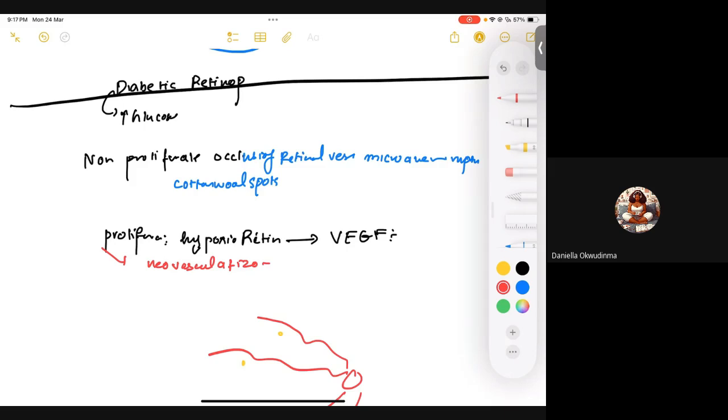Is that right? So what would be one of the treatment options for the proliferative phase of diabetic retinopathy? Anti-VEGF. Perfect. And what else can it do? For example, if you have abnormal blood vessels in the vitreous, they can also undergo hemorrhages.